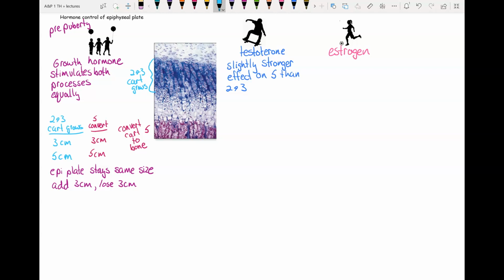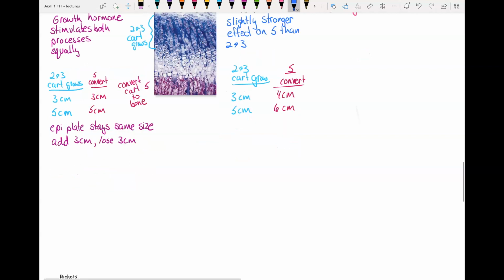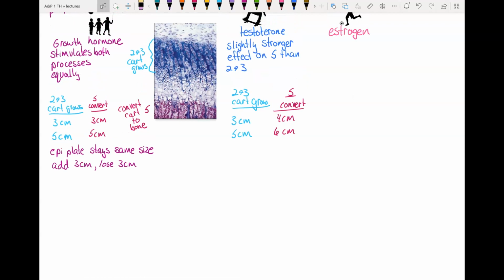So let's make up just some pretend numbers. Let's say that you have 2 and 3, the cartilage grows. And we're going to have zone 5, where we convert to bone. Let's say that the boy has 3 centimeters of cartilage growth. Well, then let's make just simple basic numbers. Let's say 4 centimeters is converted to bone. Let's say then he has 5 centimeters of cartilage growth. Well, let's say 6 centimeters is converted to bone. So there's a slight loss of epiphyseal plate. If you gain 3 but lose 4, you come out -1. If you gain 5 but lose 6, you come out -1. So as a teenage boy is growing, the epiphyseal plate is shrinking.